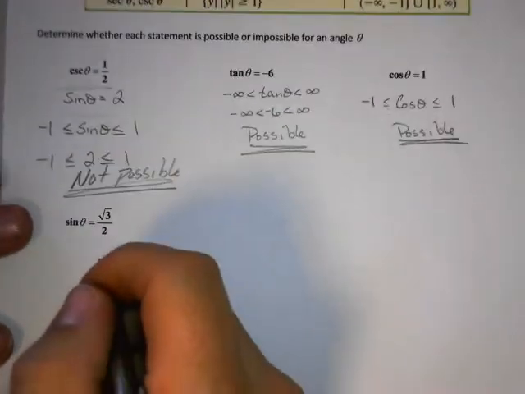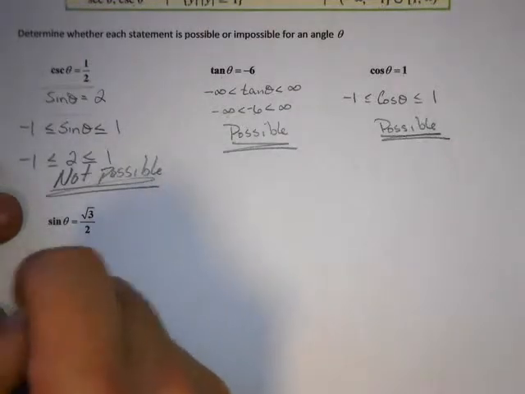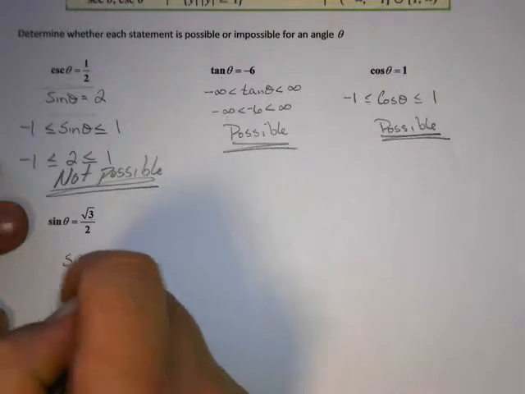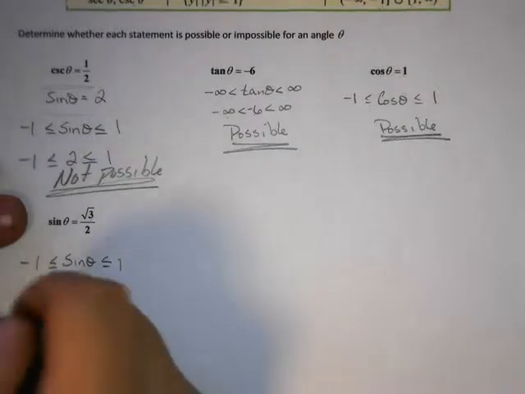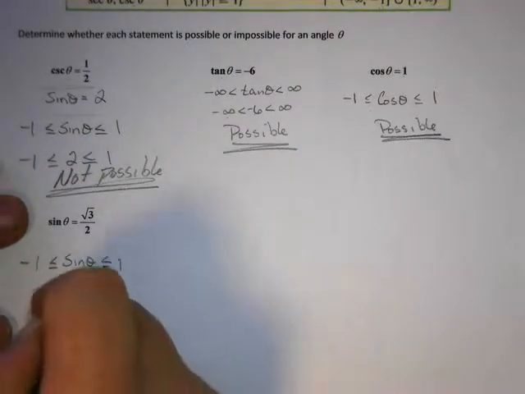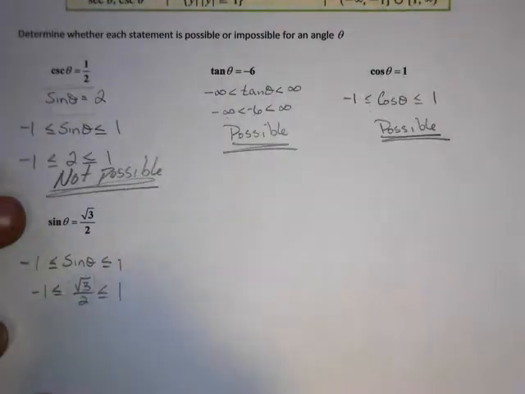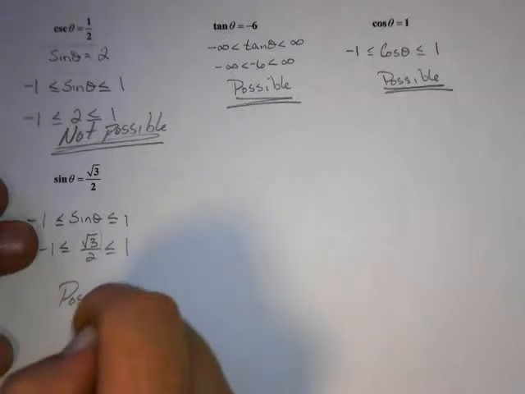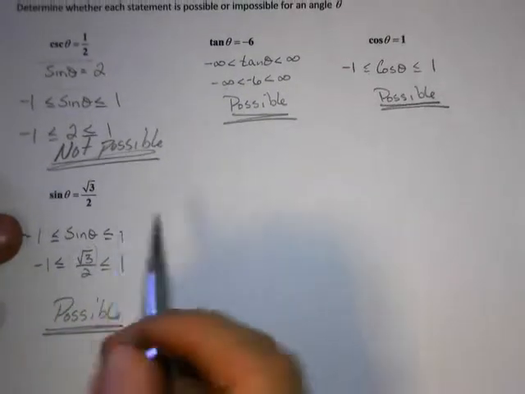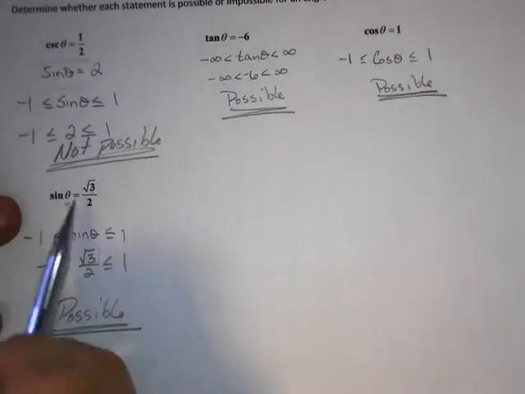Sine theta equals square root of 3 over 2. Well, again, that's saying sine theta is between 1 and negative 1. Is negative 1 less than or equal to the square root of 3 over 2 less than or equal to 1? The square root of 3 over 2 is approximately 0.866, which is between negative 1 and 1. So this is possible. Soon we'll actually find the angle that will give us the square root of 3 over 2 on sine.